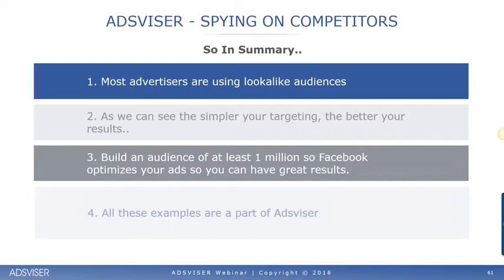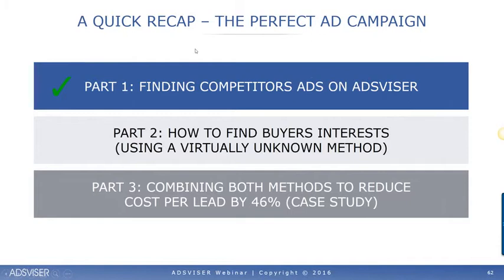All these examples are basically a part of Adsviser, and we'll be going in there in just a second. So quick recap: we've found competitors on Adsviser. Now we're going to find the buyer's interests. We keep talking about buyer's interests, but I actually haven't shown you. So we're going to use a virtually unknown method now, and I'm going to show you this, so get your pen and paper handy. Yes, 1 million is too big, but it gives you a broad interest, and then you'll be narrowing down in the way that we show you.